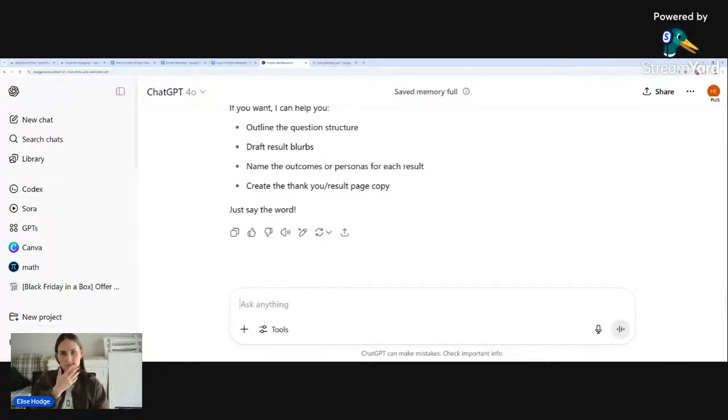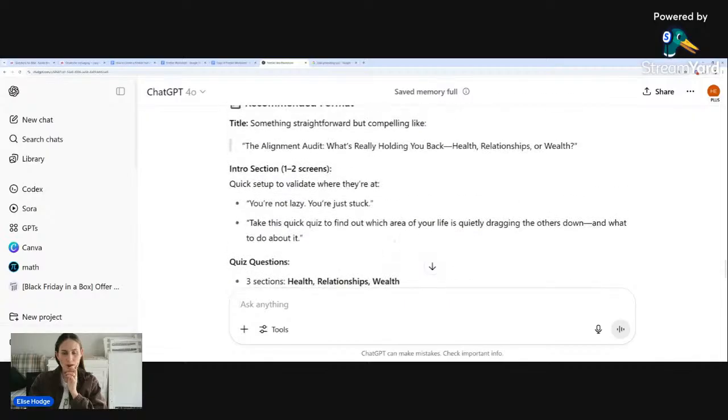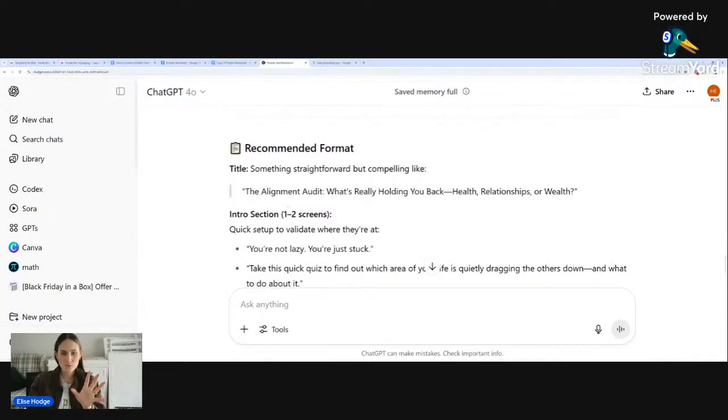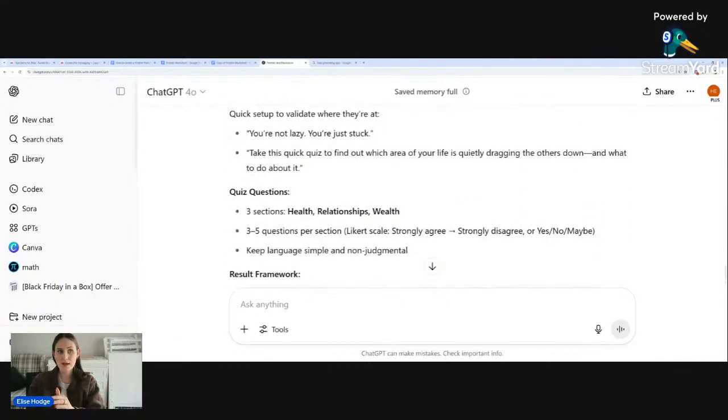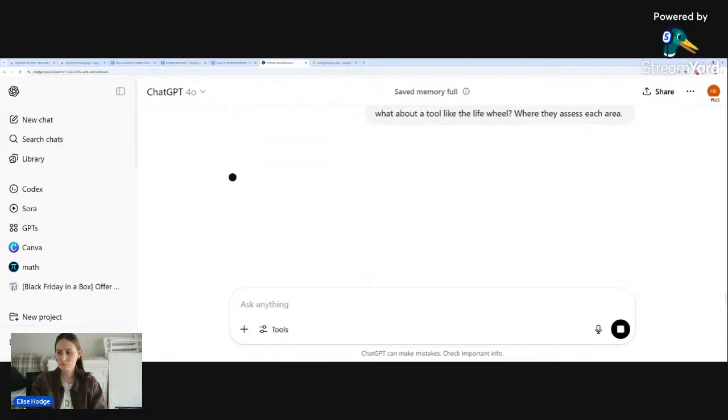I think that's interesting. I don't know if there's something there, but I almost wonder if you could create some kind of tool, like the life wheel, where yes, a quiz could work, but also giving them a simple tool where they can create a wheel where they are actually assessing and reflect.